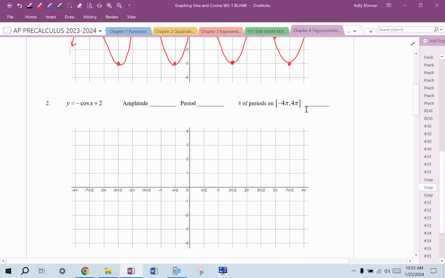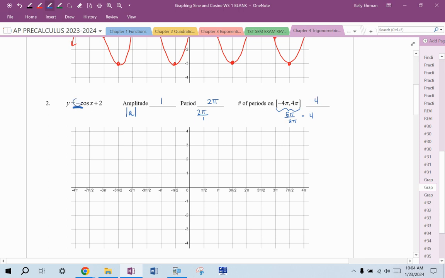Okay, let's do another one. So what's the amplitude? Even though it's a negative 1, remember amplitude is the absolute value of a. So the amplitude is 1. The period is 2 pi divided by b, which is just 2 pi. And how many periods are going to fit? We did this before. 8 pi divided by the period. This distance divided by the length of the period tells you we should get 4 of these cosine curves in.